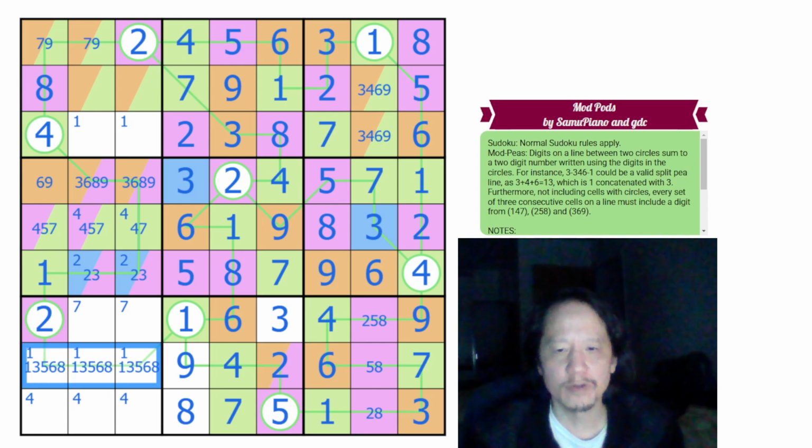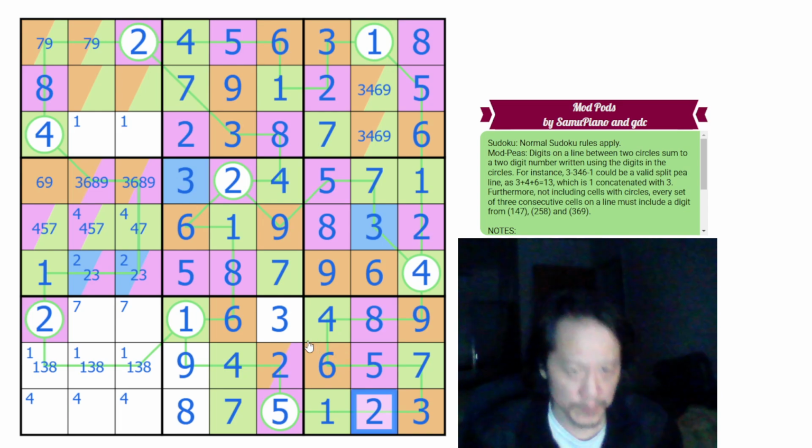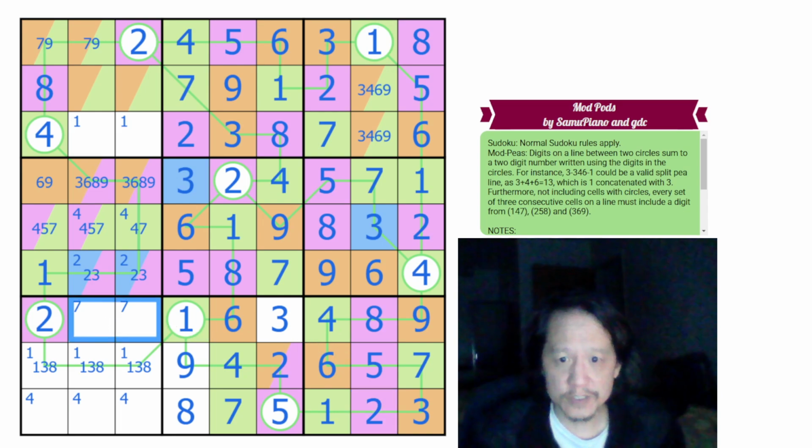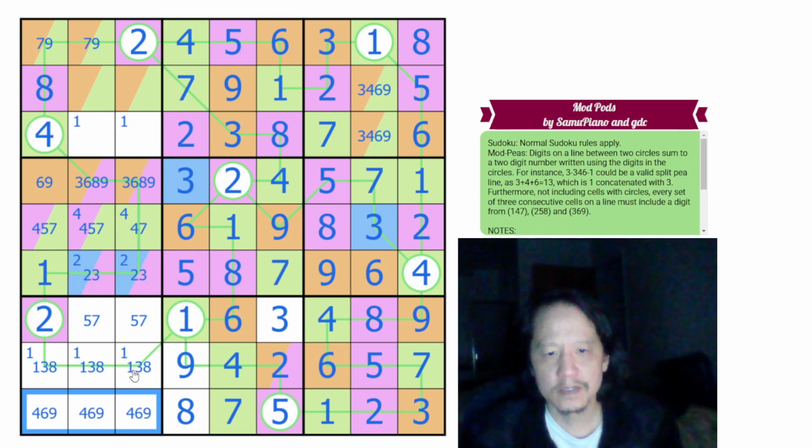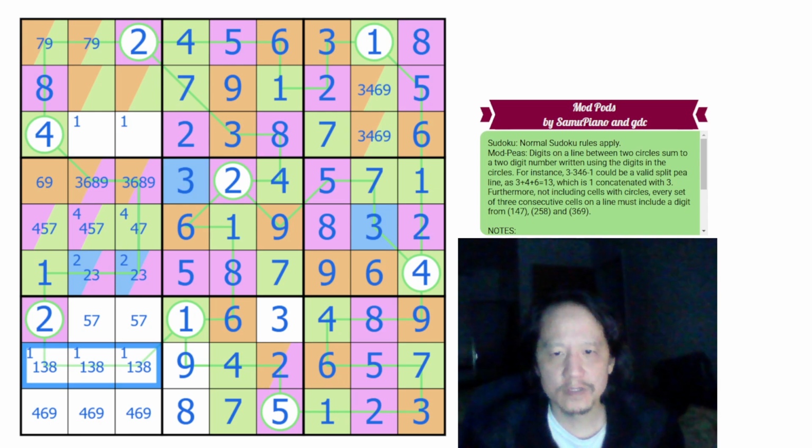This can no longer be 1, 5, 6, so this is 1, 3, 8, which means this can't be 8. This is a 5. This can't be 2 or 5, so therefore this is 8. This is 2. Therefore, this is a 5, 7 pair. Then this has to be 4, 6, and 9. So we can delete the outside. This can't be 1 anymore. This can't be 4, obviously.